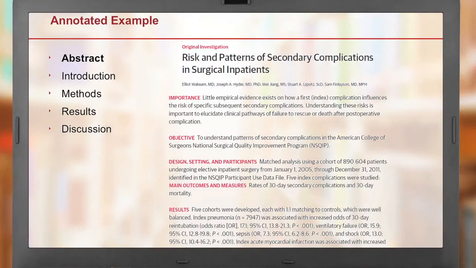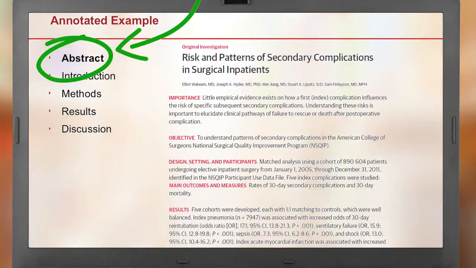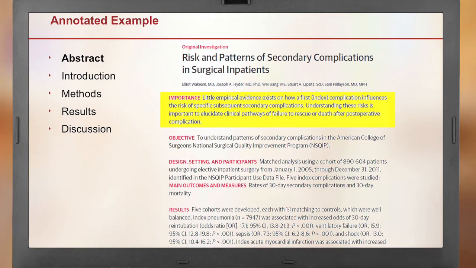An article begins with an abstract, which is a summary of the study's major findings. The first component of an abstract describes the relevance of the study. This article calls for greater understanding of risks associated with post-surgical complications. The next component states the purpose of the study. Here it is to understand patterns of secondary complications following surgery.